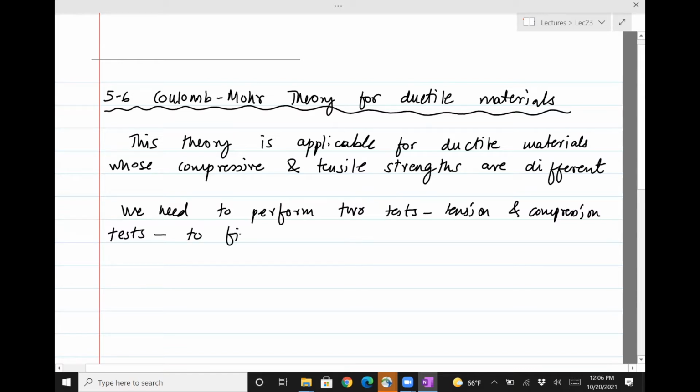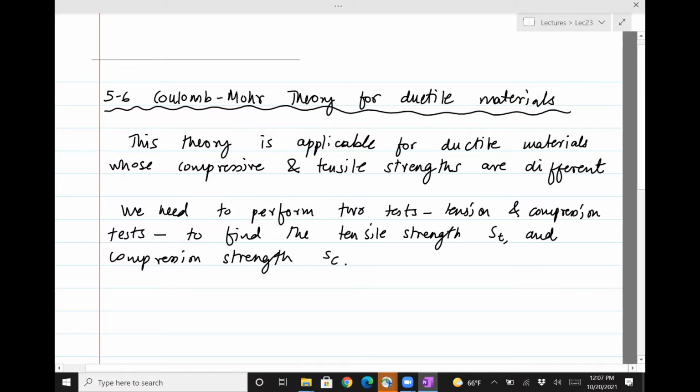to find the tensile strength ST and compression strength SC.